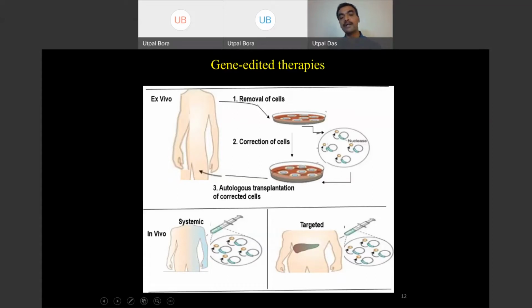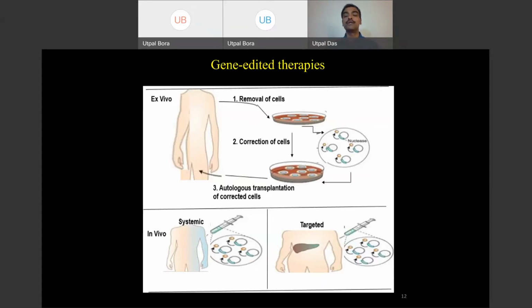And not only that, nowadays we are injecting systemically, right? Just push a needle into your blood, and then the gene editing tools, all the players, will go together and start correcting the genes you want. So that's an in vivo correction. And not only that, we are not just targeting all the organs overall, but we have started targeting specific organs or specific cell types, probably in the future.